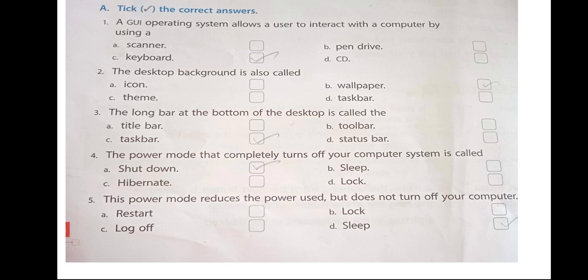Now the third one: the long bar at the bottom of the desktop is called as what? Taskbar. In the bottom of the computer there will be a long bar that is called the taskbar. In the taskbar, quick launch boxes appear and other information like date and time is also available.